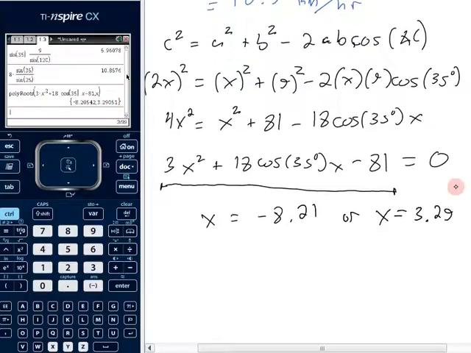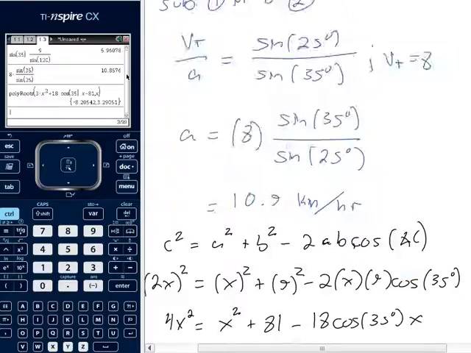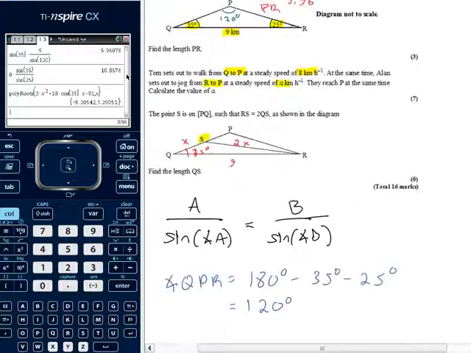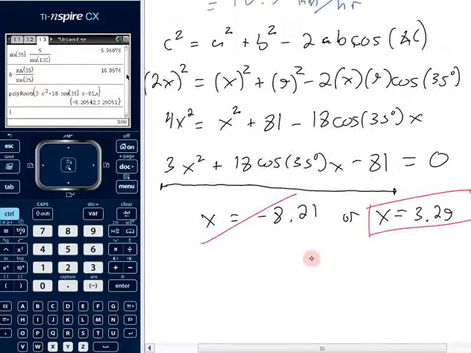However, since x is meant to represent a length, we can throw away the negative solution and keep the positive solution, and that would be the length of the line that we were asked to find, QP. So what we'll say in conclusion is that QP should be equal to 3.29 kilometers.